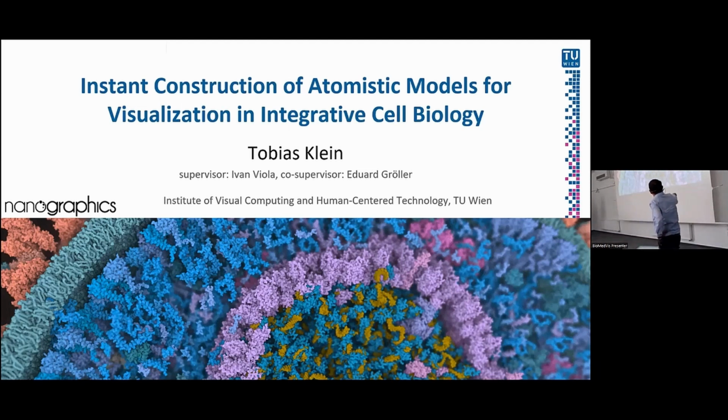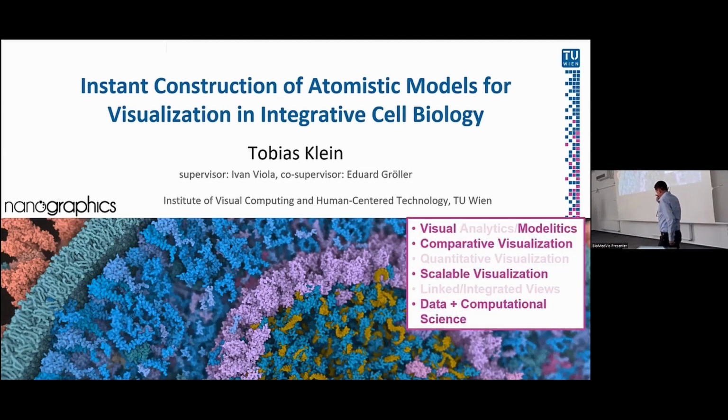And here you see a part of a cellular structure, and it's visually very complex. The question would be, how can we model such structures? From the topics that I mentioned before, it's about visual Modelitics. It means that you would like to compare different of these structures. It's for sure in the scalable visualization domain. These objects contain billions of atoms, and you cannot render all those, but most of them are not visible from a certain perspective anyway. How are you handling that?